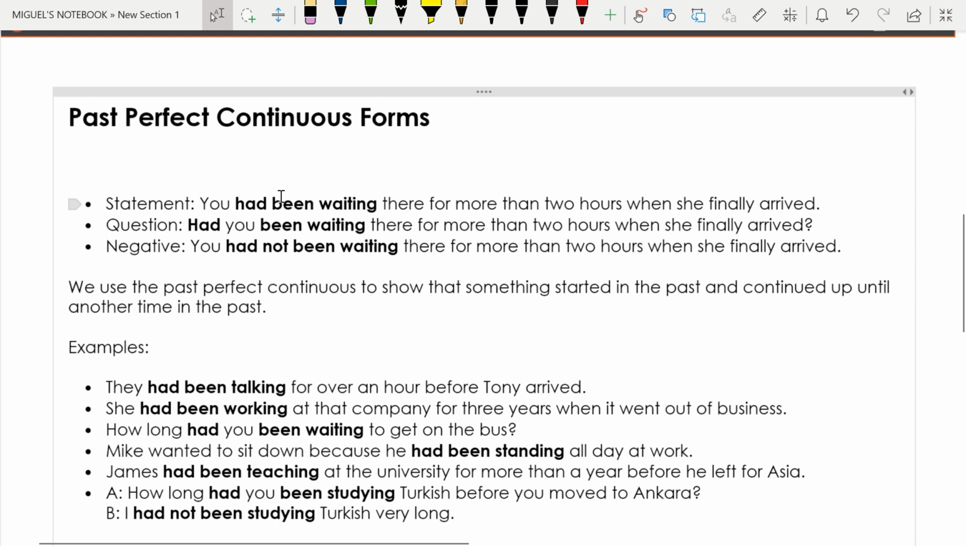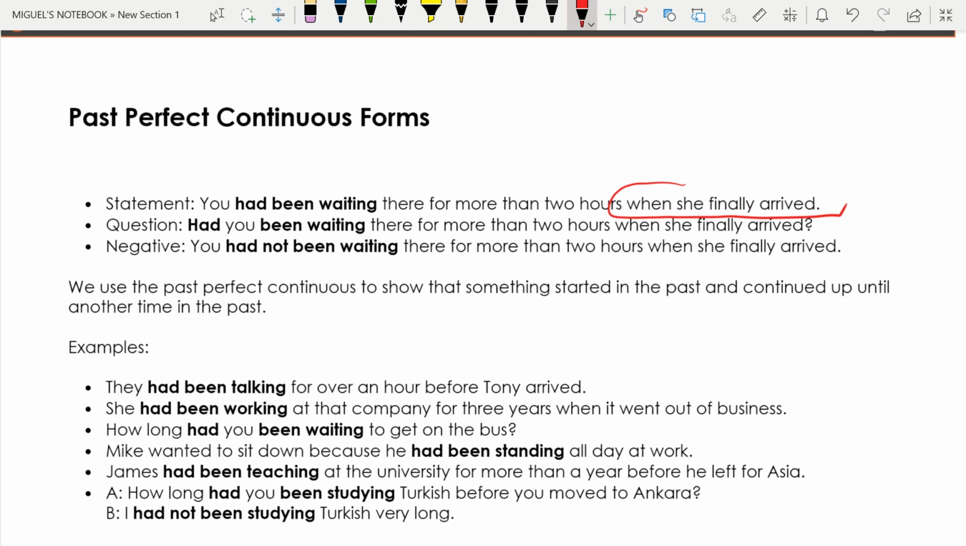Let's take a look at the statement form. You had been waiting there for more than 2 hours when she finally arrived. Had you been waiting there for more than 2 hours when she finally arrived? You had not been waiting there for more than 2 hours when she finally arrived. The past perfect continuous, also called the past perfect progressive, is a verb tense which is used to show that an action started in the past and continued up to another point in the past, or up to another action in the past.